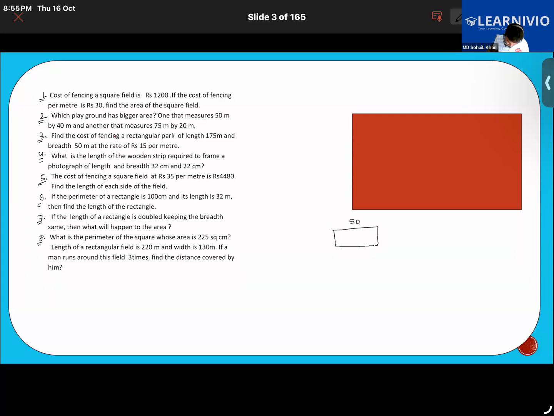For the first one, 50 and 40, is it 180 square meters? We are required to find the area. What's the formula to calculate area of a rectangle? Length multiplied by breadth. Since the length and breadth are different, it's obviously a rectangle. So area of this rectangle will be 50 into 40. And for this, it's going to be 75 into 20. So you multiply them and compare.